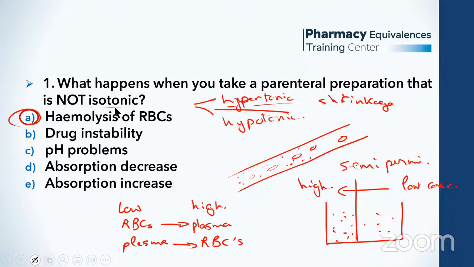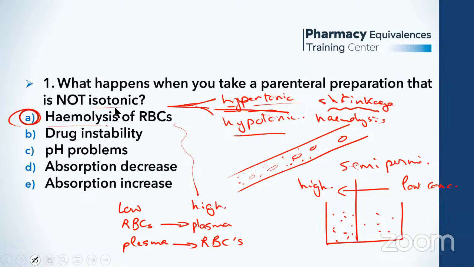Yes, so we consider all possibilities and compare them with the answers that we have. Here we have 2 possibilities. The solution may be hypertonic or hypotonic. If hypertonic, what will happen to the RBCs? They will shrink. While if hypotonic, what will happen to the RBCs? Hemolysis will happen. Shrinkage is not found here, right? Only hemolysis is present. So this is the answer.